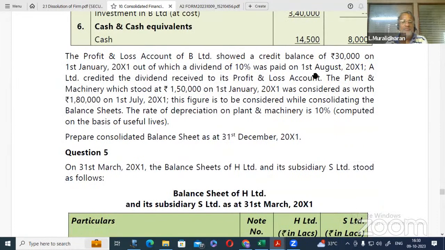The profit and loss account of B Limited showed a credit balance of 30,000 on 1st of January X1, out of which 10% dividend was paid on 1st of August. A Limited credited the dividend received to profit and loss account. This is what we expected. They will commit the mistake, and we have to rectify it. The plant and machinery which stood at 150,000 on 1st of January was considered worth 180,000 on 1st of July. This figure is to be considered while consolidating the balance sheet. The rate of depreciation is 10% computed on the basis of useful lives. Prepare consolidated balance sheet as on 31st of December X1.